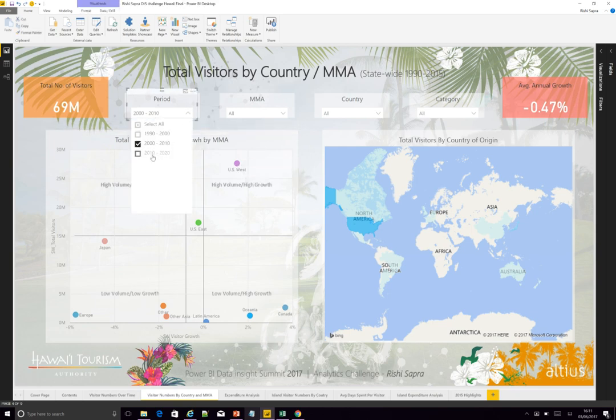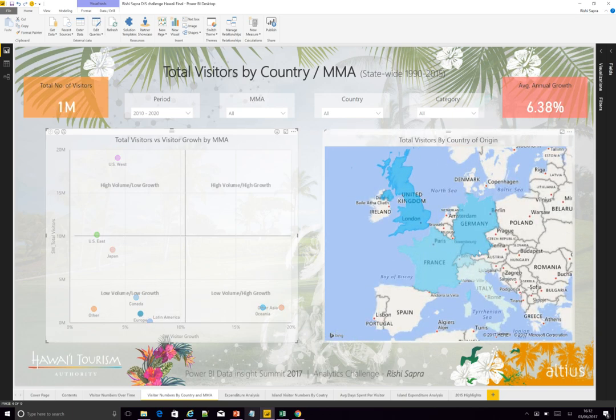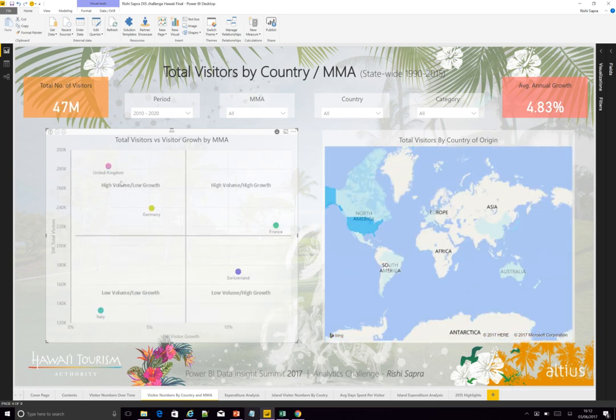But once we look back at only the last 5 years, we see that growth in the US West region has declined relatively, and there's now other MMAs that have a higher growth rate. If we click on a particular MMA, this zooms the mapping on the right to those countries, and we can see that the darker shading represents higher visitor numbers. And whilst Europe is here in this bottom left-hand quadrant, if we click on it, we see that the countries within Europe are quite a mixed story in terms of their growth rates and visitor numbers.